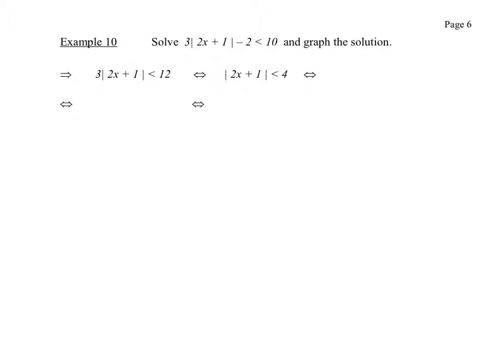Now, at this stage, we need to say that the thing inside the absolute value symbol, that 2x plus 1, has to be between -4 and 4. Right? So it's the thing that's inside the absolute value that's between -4 and 4. So we'll write that like this.